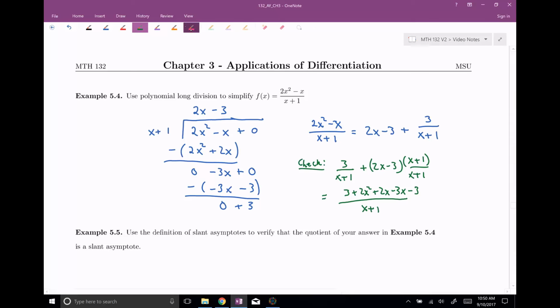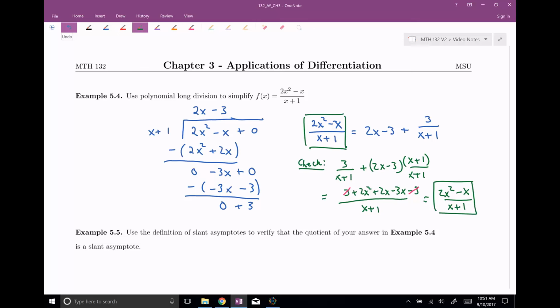And so we can see this plus 3 here and this minus 3 here would cancel. And let's see, we have 2x squared, and then we have 2x minus 3x. So that's going to be negative x altogether over x plus 1. And now we can see that this is the same as what we started with over here. And so this is just a different way to represent the same thing. Okay, so we didn't mess up, right? We did a good job.